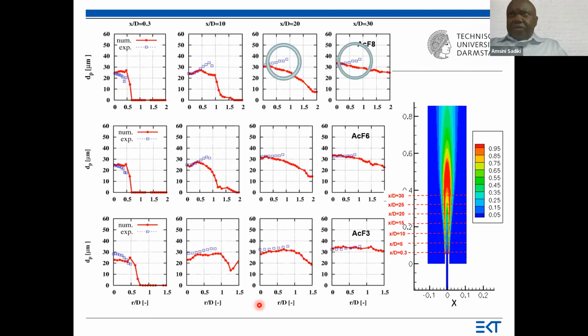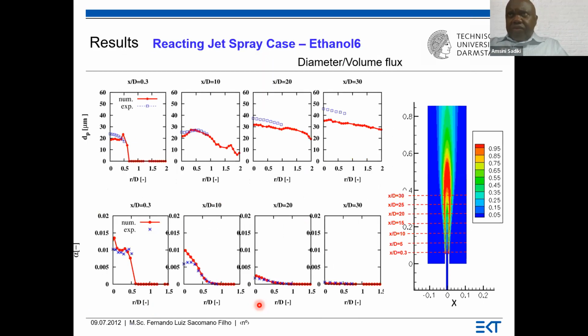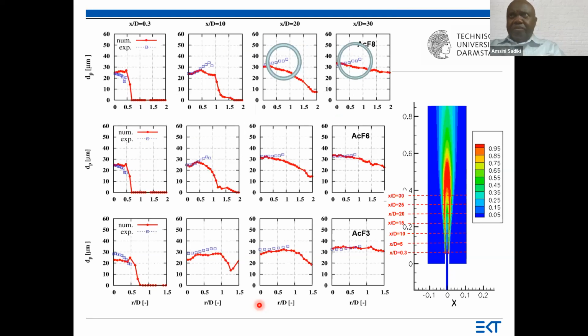So we have, now here, this was for ethanol 6, and here now for acetone: acetone 3, acetone 6, and acetone 8. We see that the results obtained agree very well with the experiment, but at these positions there are some deviations.